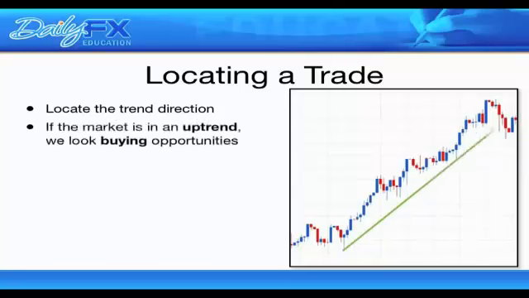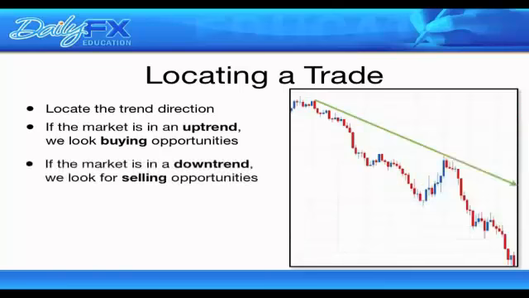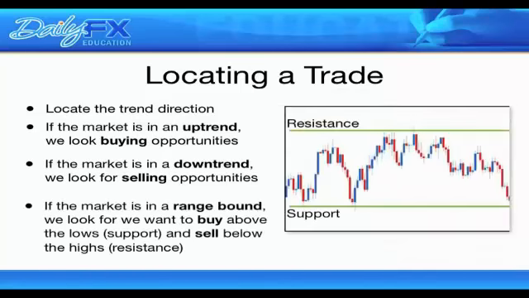If the market is in an uptrend, we only want to be looking for buying opportunities. If the market is in a downtrend, then we only want to be looking for selling opportunities. If the market is range bound, we want to buy just above the lows or the support level and sell just below the highs or the resistance level. Now, if you're unsure of the trend, then we should pass on the currency pair and find another where the trend is obvious. There are more than 3 dozen currency pairs available to trade, and we should only look for the best trade setups.